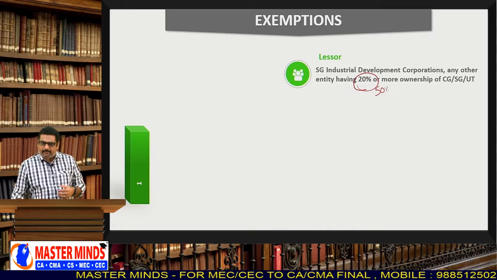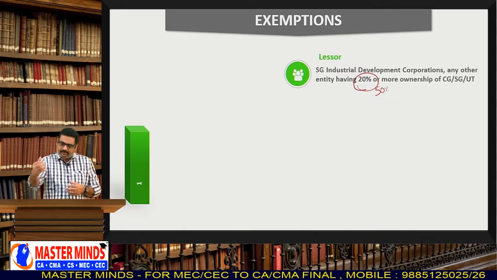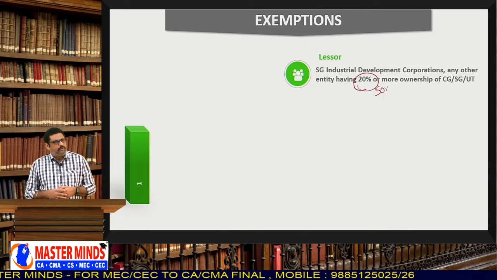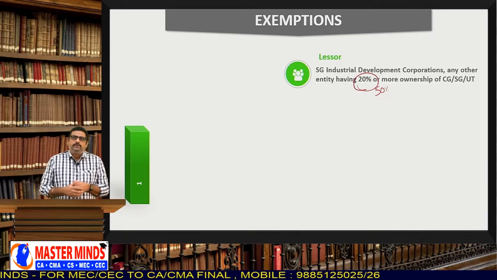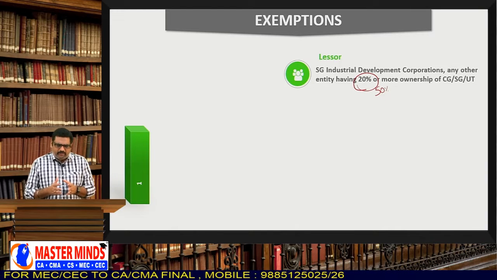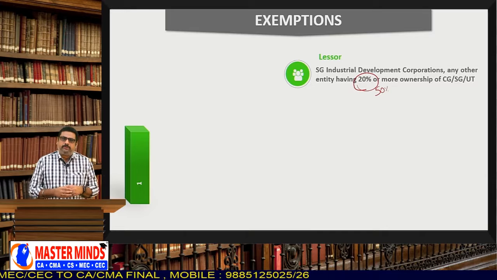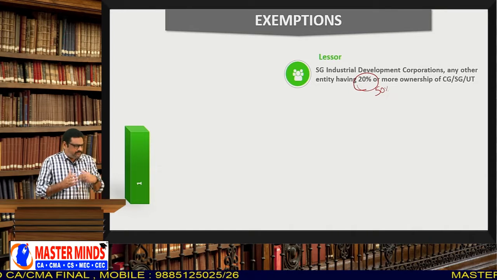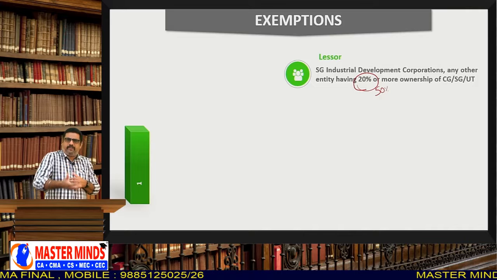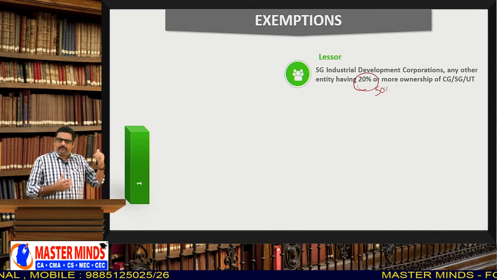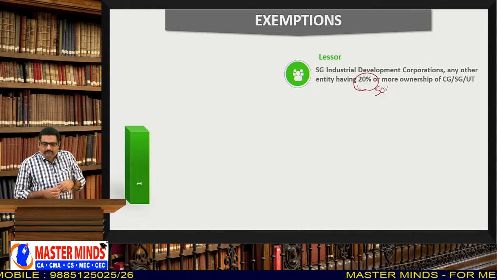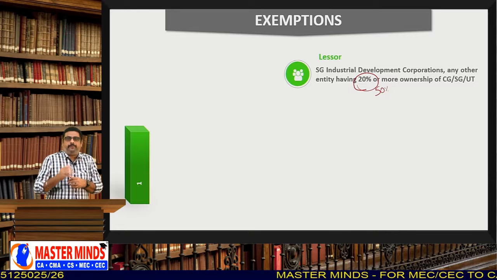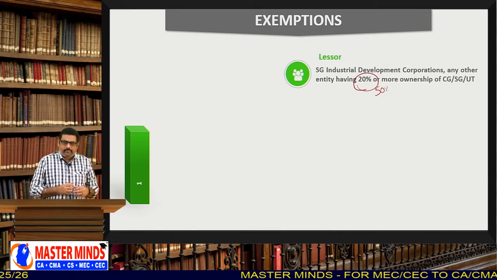But now after the amendment, it is 20%, because the Indian economy is moving more towards privatization. Even after going for privatization, the government does not want to lose the benefit of exemption to the other party. That's why the government has reduced the ownership to 20% in order to claim the exemption.